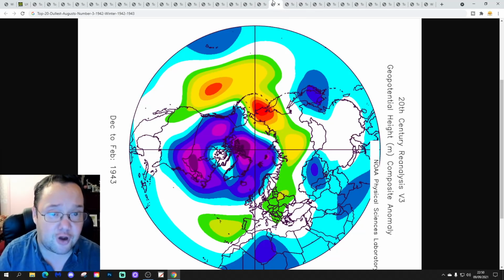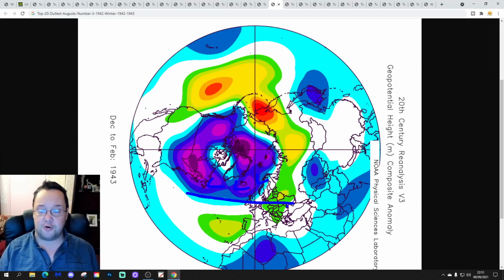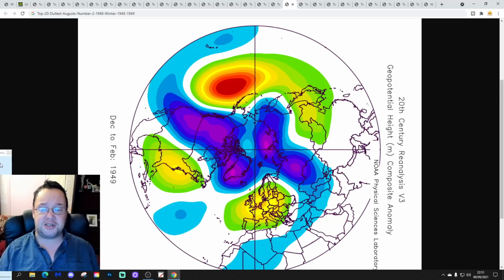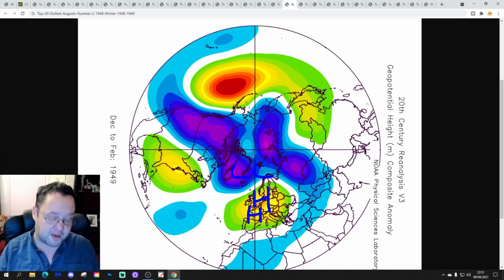Right, top 3. At number 3, we've got 1942. So 1942-1943. That winter is just generally mild, wet, zonal winds in from the west. At number 2, we've got 1948. This is another mild winter with high pressure across western parts of Europe, low pressure around Greenland and Iceland. That's a drier mild winter.